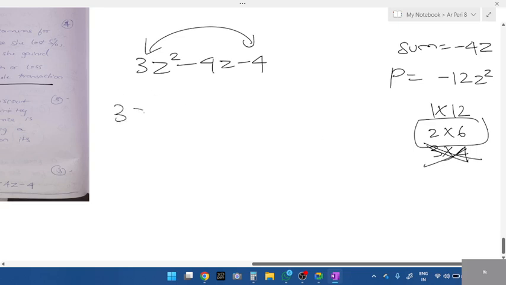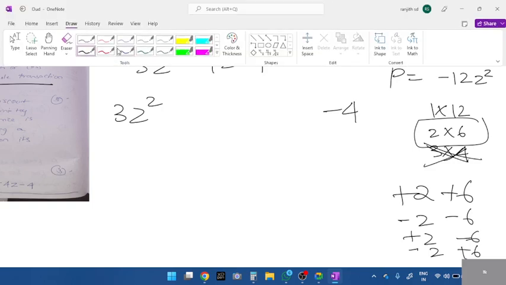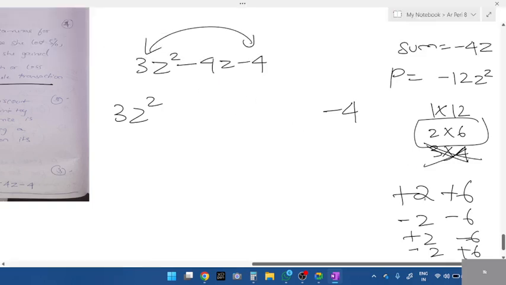Now look at 3z square minus 4, I keep as it is. Take 2 and 6. Write all the combinations. In which combination do you get minus 4z? Tell me minus 4. Which combination gives minus 4? Out of these, plus 2, minus 6, right? Look at the red one. Other things you just ignore. This is how you solve the question. So let me take plus 2 minus 6.